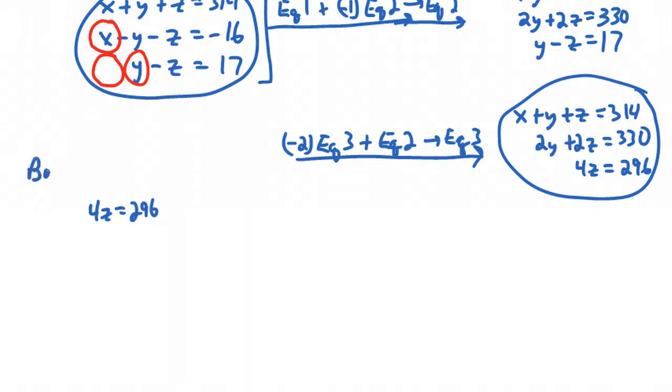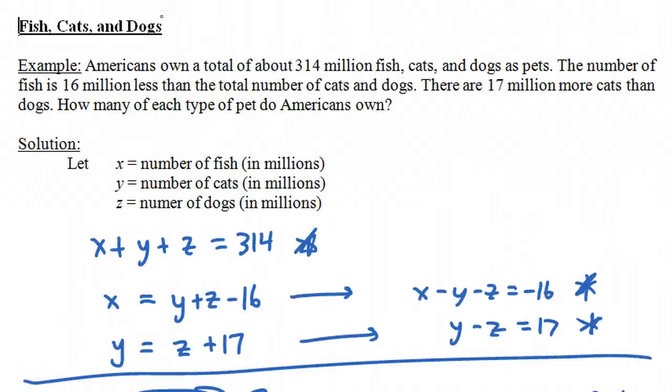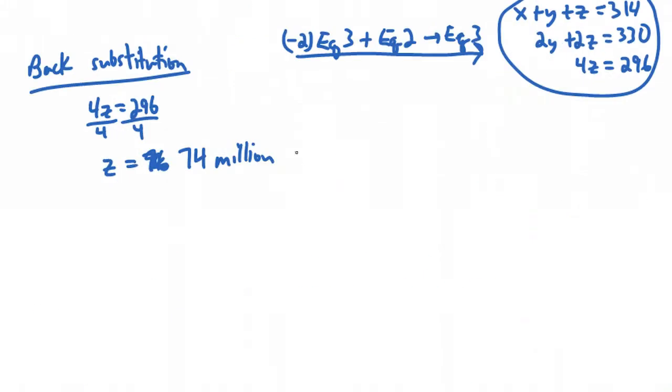So what we're going to do now is what's called back substitution. We're going to solve for z first of all, by dividing both sides by 4, and we get z is equal to, I'm sorry, 74. So actually what that means is that there are 74 million, what? Well, go back up and look. 74 million dogs. Americans own a total of 74 million dogs.